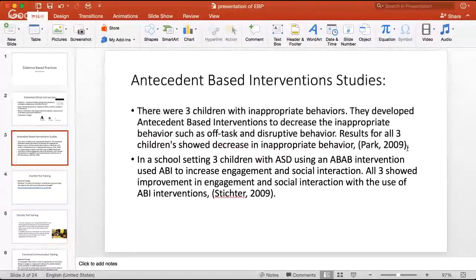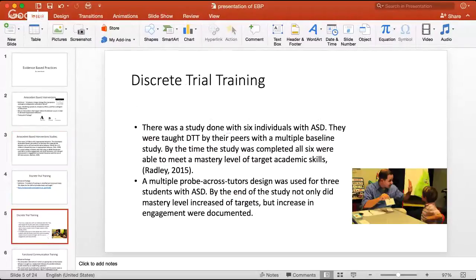Once again, there was another study done on 3 children with inappropriate behaviors. Oh, I went to the wrong one. Discrete trial training: there was a study done with 6 individuals with autism. They were taught discrete trial training by their peers with a multiple baseline study. By the time the study was completed, all 6 of them were able to meet a mastery level of target academic skills.